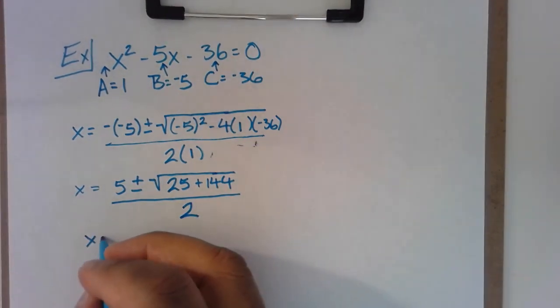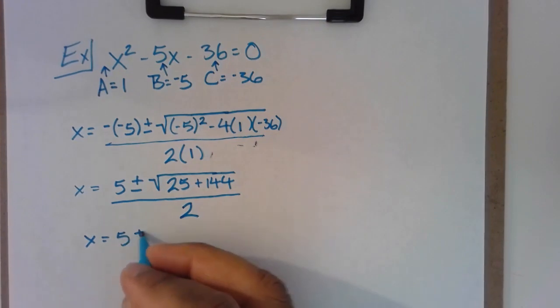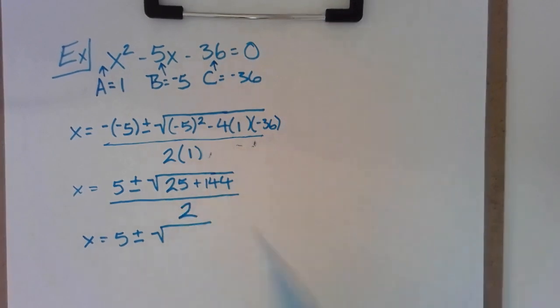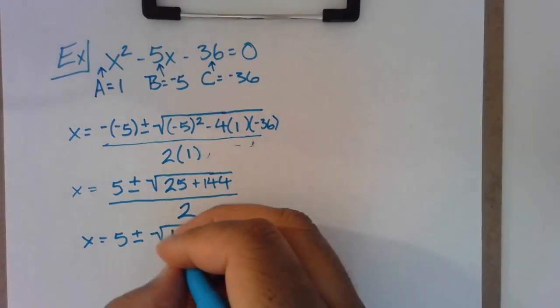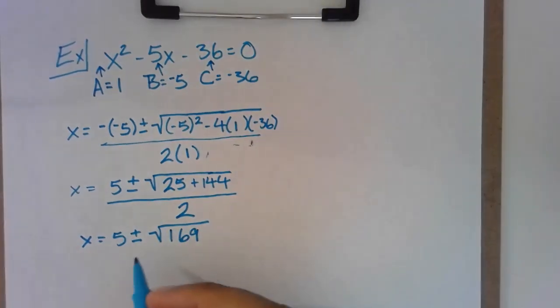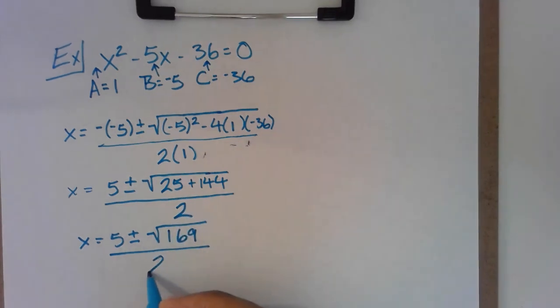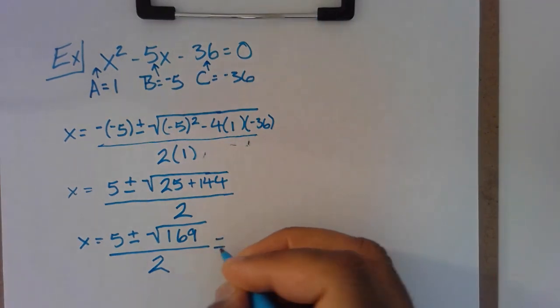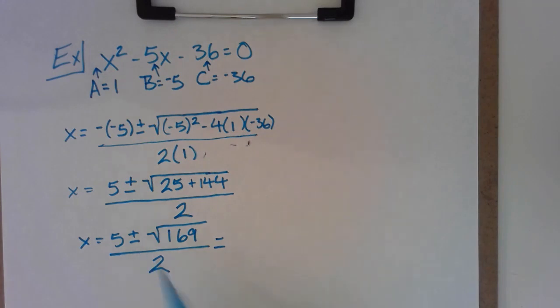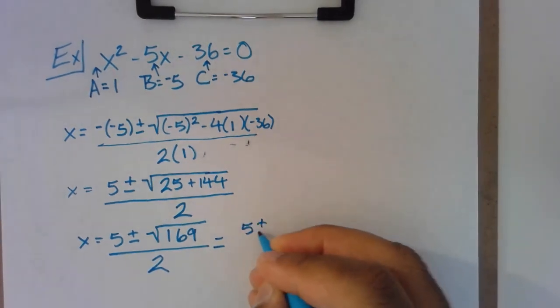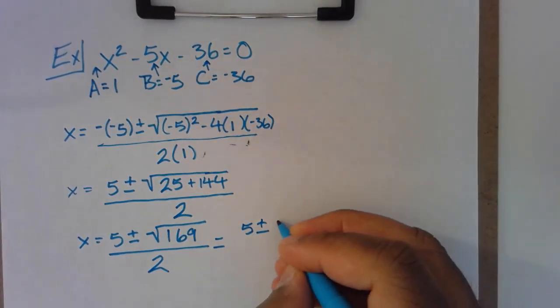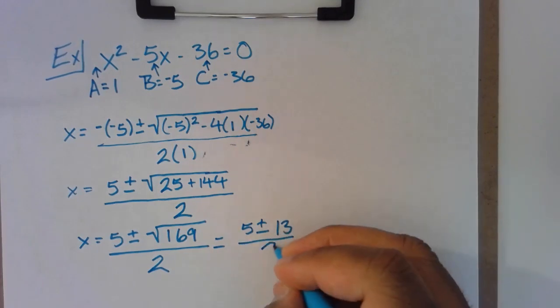So continuing to break this down here, I'm going to have 5 plus or minus, and then I can just add the two numbers that are under the radical sign, 25 and 144, and I would get 169, which some of you probably already can tell. That's perfect. So if I look at the 2, I'm going to bring that down here. And then we can simplify a little bit further here. So when I do that, I'm going to have 5 plus or minus whatever the square root of 169. Since it's a perfect square, square root of 169 is just 13 over 2.